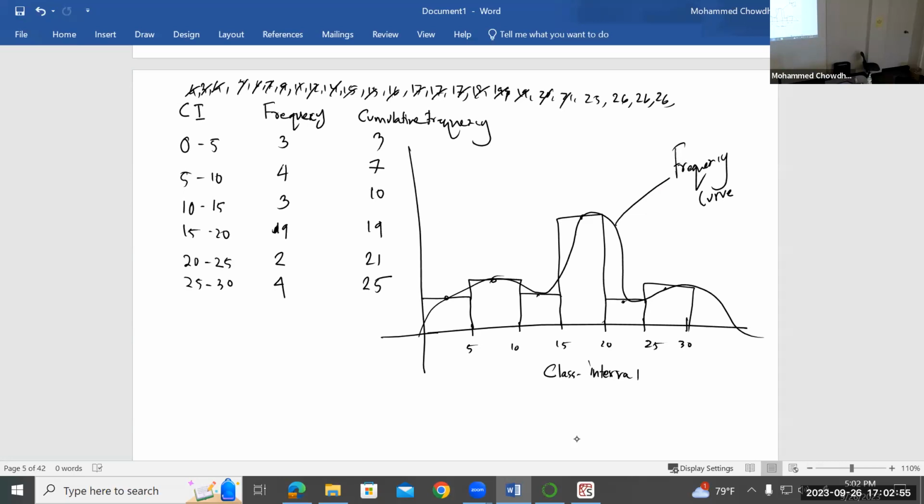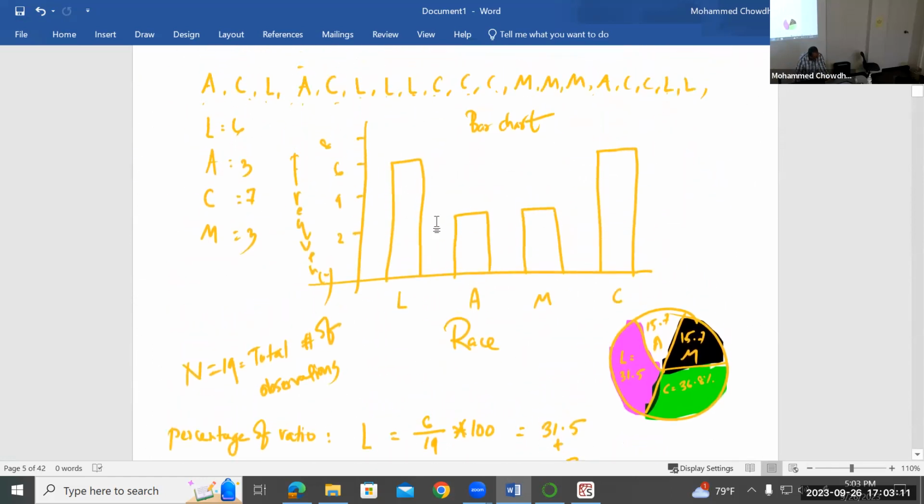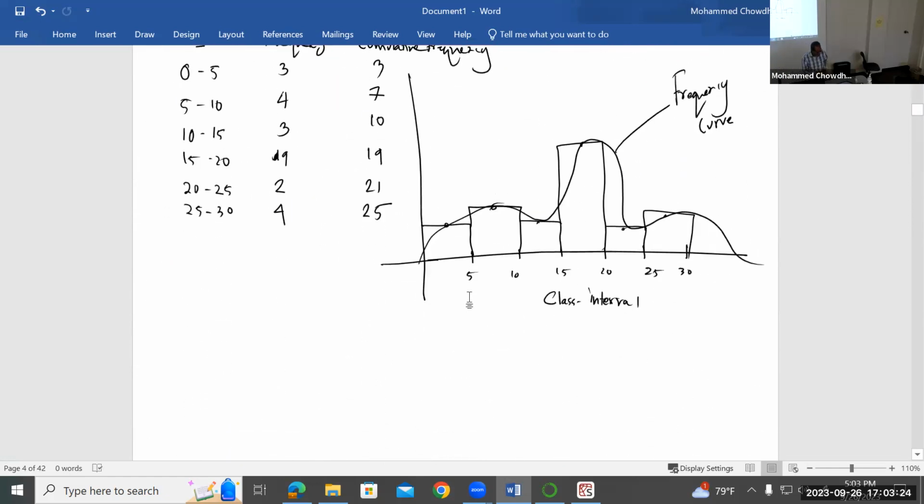Now, previously when I drew the bar chart, the bars were isolated. They are separated. Hispanic, African American, Caucasian, Latinos, those are separated. Each category is different. But in a histogram, they are adjacent. They are connected. Take a look at that. Here we put the frequency on the y-axis, and on the x-axis I put the class interval. Okay? Clear?